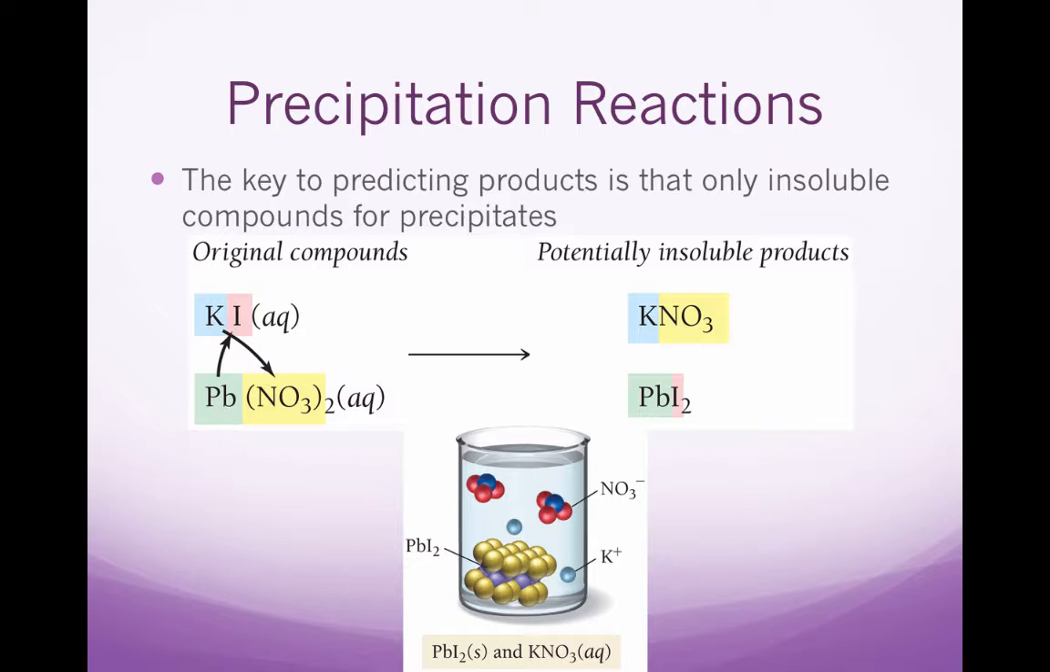Then you'll look at your solubility chart and you'll see potassium nitrate is soluble, lead iodide is not soluble, so lead iodide is the precipitate that will form.